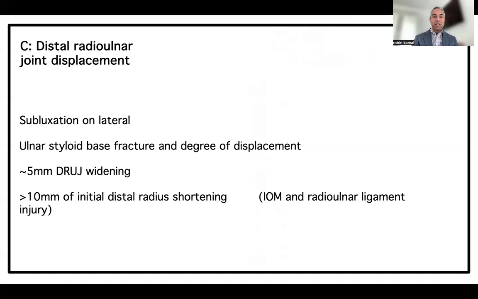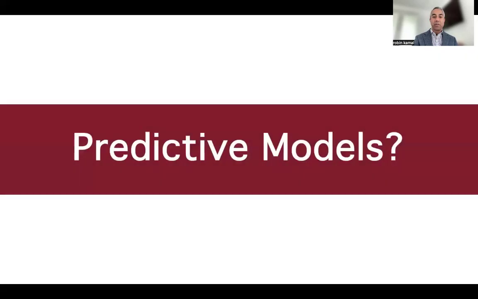So some key things to take away: any subluxation of the distal ulna dorsally on the lateral, seeing an ulnar styloid base fracture, you should be concerned. 5 millimeters of DRUJ widening and a centimeter of initial distal radius shortening in some studies have been associated with DRUJ instability.